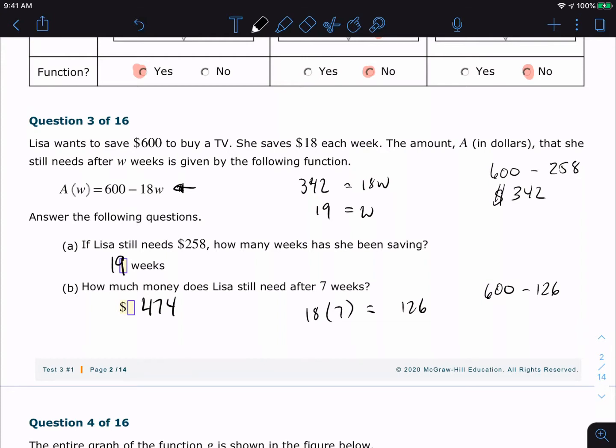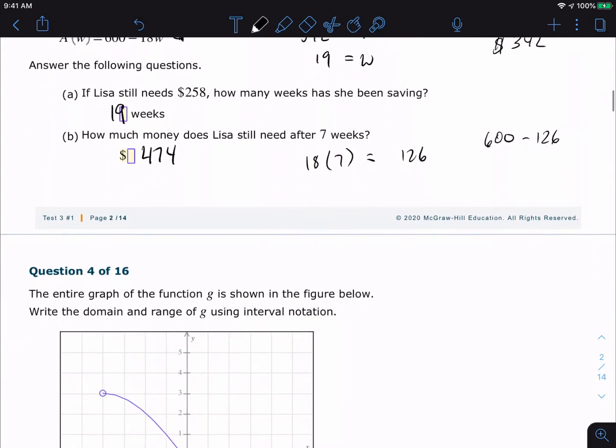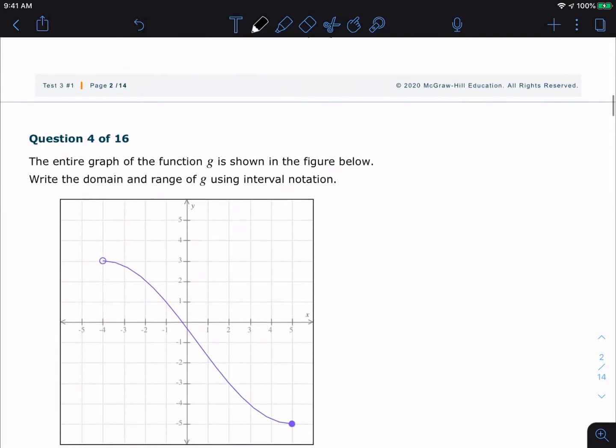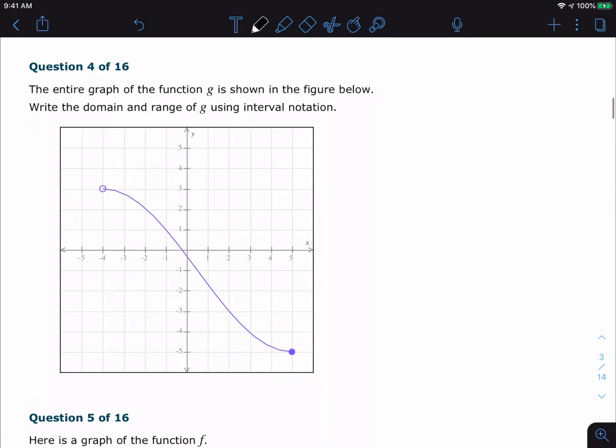Okay. Cool. All right. I'll leave that there just so you guys can see, and then I'm going to move on to the next problem. I don't want to go too fast on you guys. All right. Here's this next problem. And so in this problem, it's saying the entire graph of a function g is shown from the figure below. Write the domain and the range in interval notation.